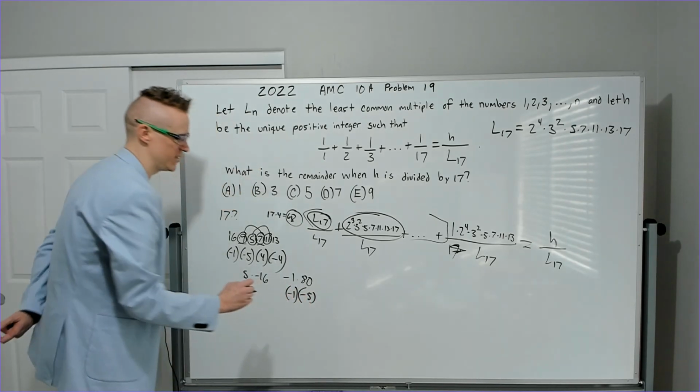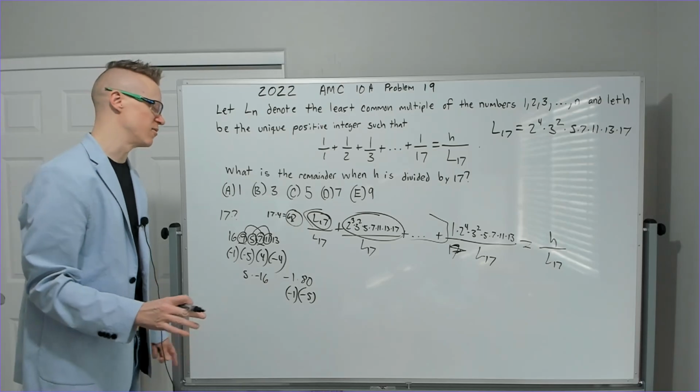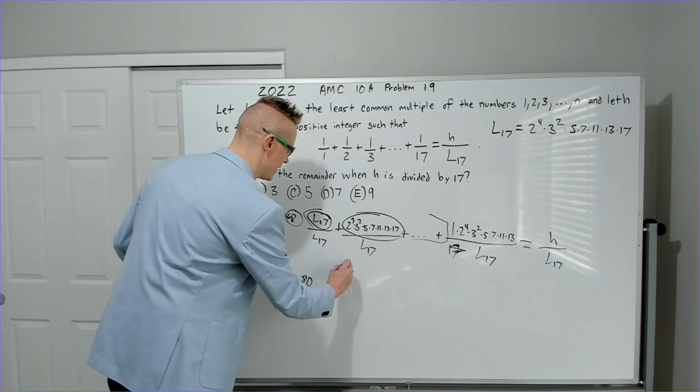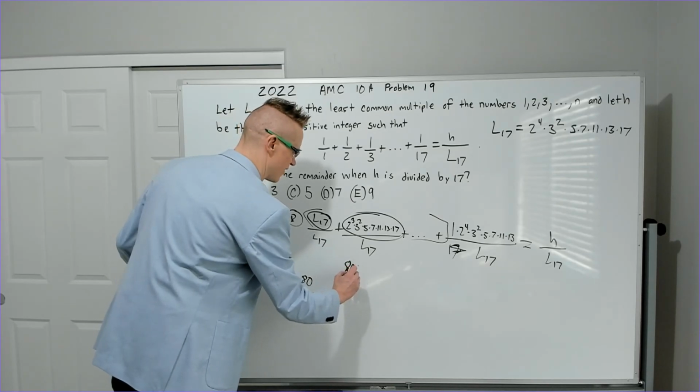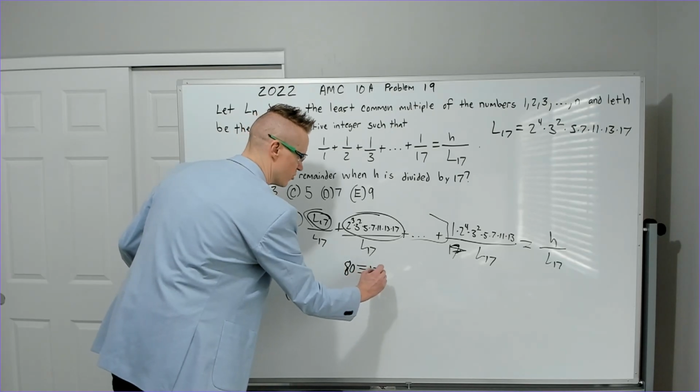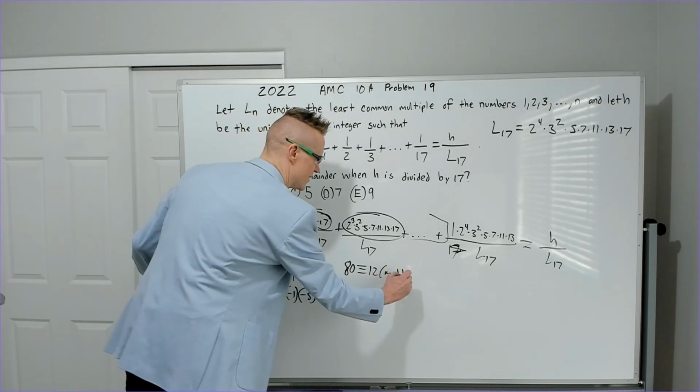I am not going to break down for you all of modular arithmetic in this problem. Essentially, 80, when you divide it by 17, you're going to get a remainder of 12. So we say it's congruent to 12 mod 17.